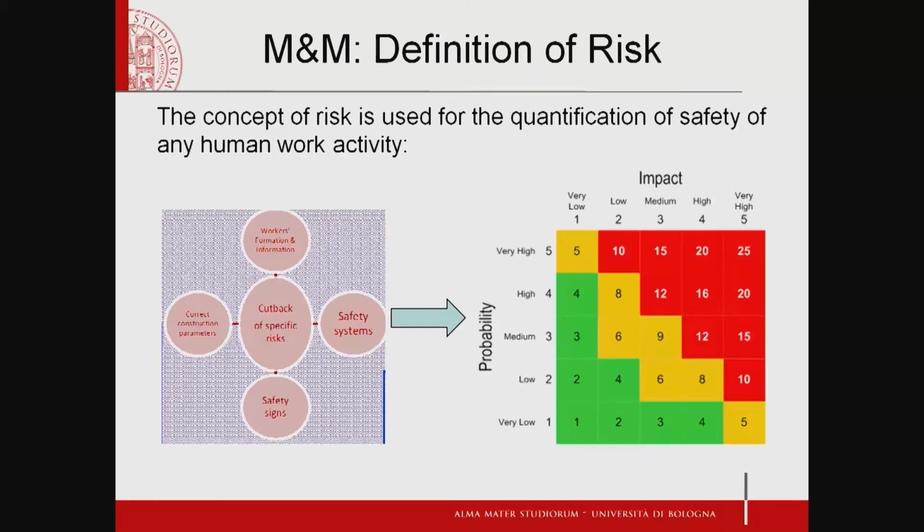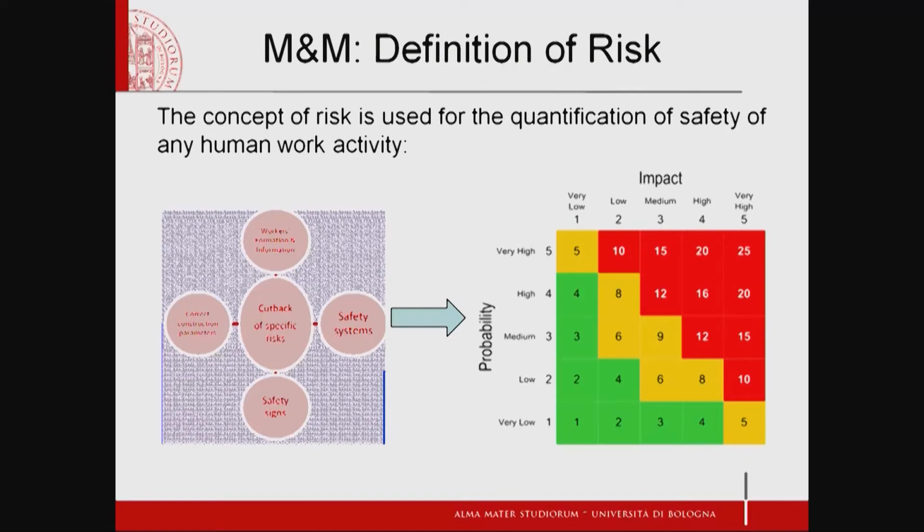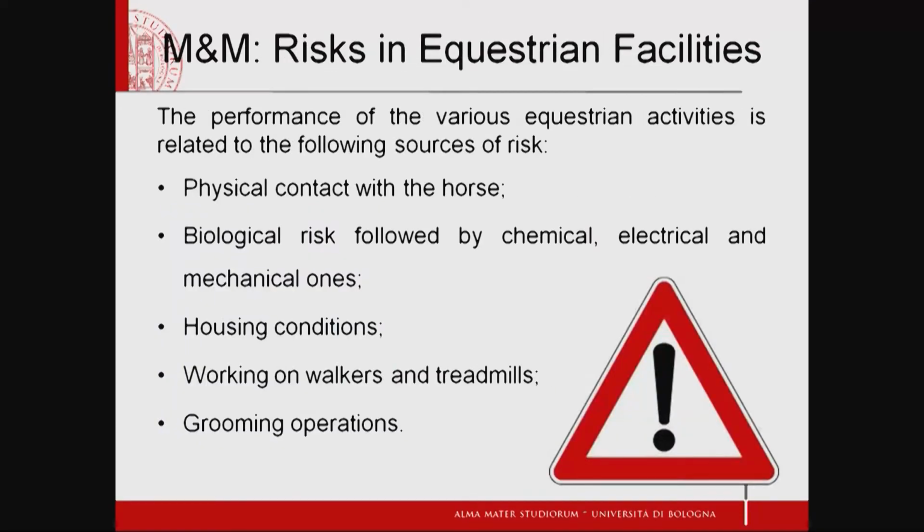The performance of the various equestrian facilities is related to the following sources of risk: physical contact between the man and the horse, biological risk, followed by chemical, electrical, and mechanical ones. Other risks are related with the housing condition and with the performance of working activity on walkers and treadmills, and last but not least, during the grooming operation.